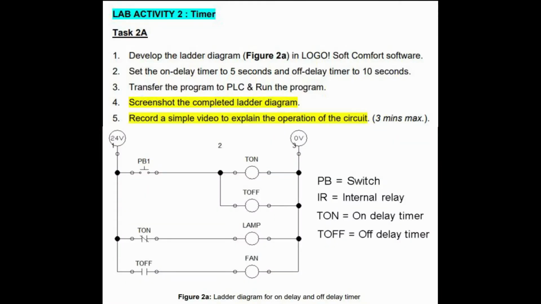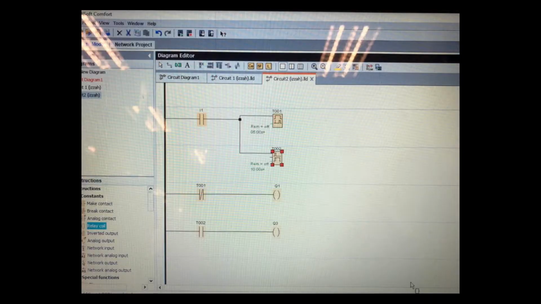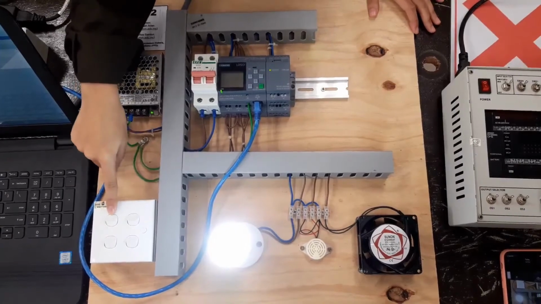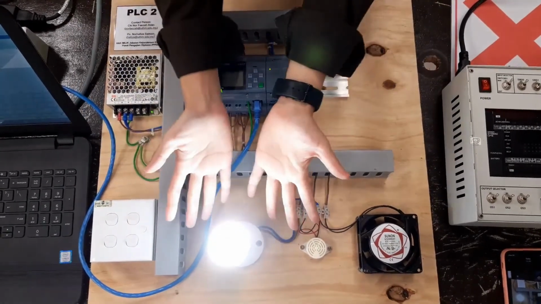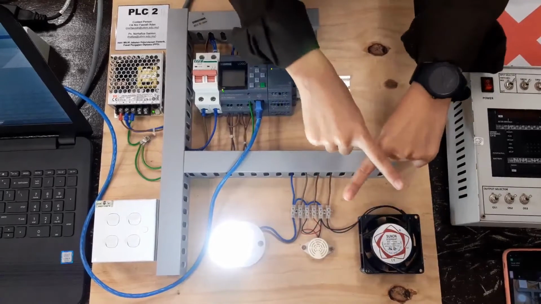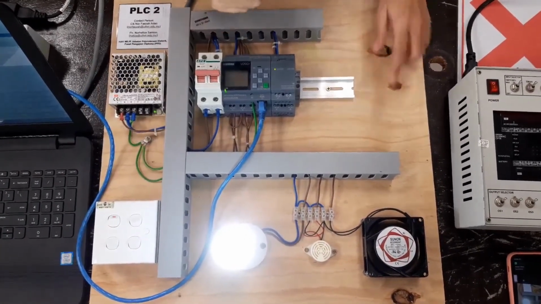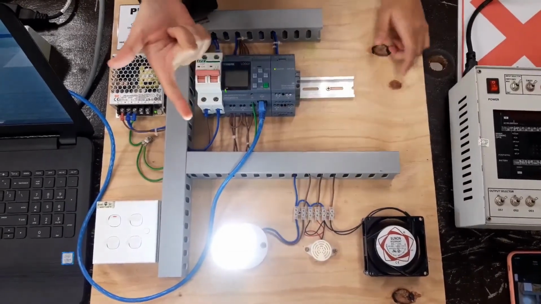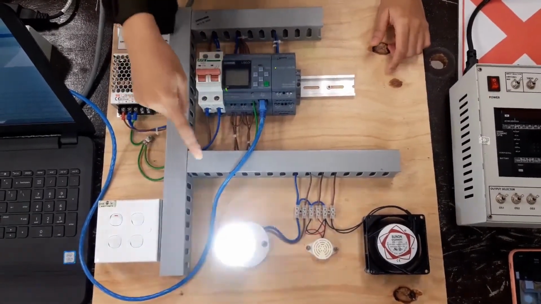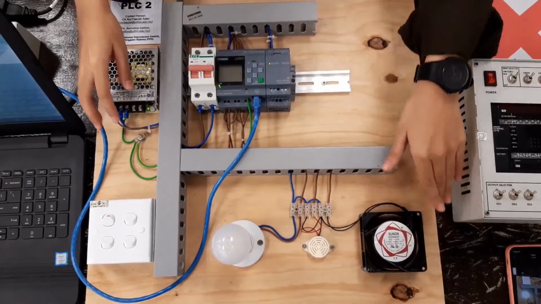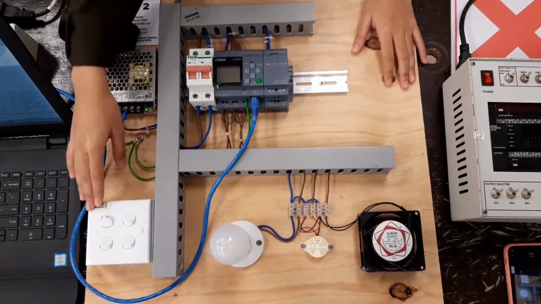Okay, let's move to lab activity 2, task 2A, timer. This is a ladder diagram for lab activity 2, task 2A. The lamp turns on immediately and the fan is still off even though we do not press the push button I1. When I1 is pressed, the circuit will be in the normally closed position. At the same time, the on delay timer will start counting for 5 seconds and the fan will turn on. After 5 seconds, the lamp turns off as the on delay timer contact changes from closed contact to open contact.